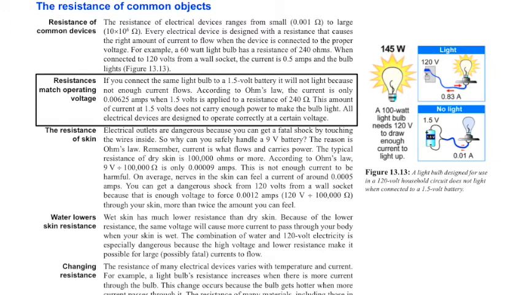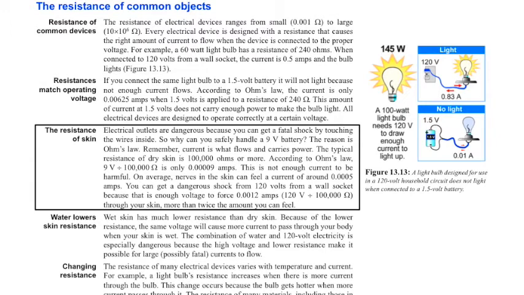All electrical devices are designed to operate correctly at a certain voltage. The resistance of skin. Electrical outlets are dangerous because you can get a fatal shock by touching the wires inside. So why can you safely handle a 9-volt battery? This says the reason is Ohm's law. The reason is not Ohm's law. Ohm's law is a good model that can help show us why we can handle a 9-volt battery but cannot handle the 120 volts that comes from an outlet.